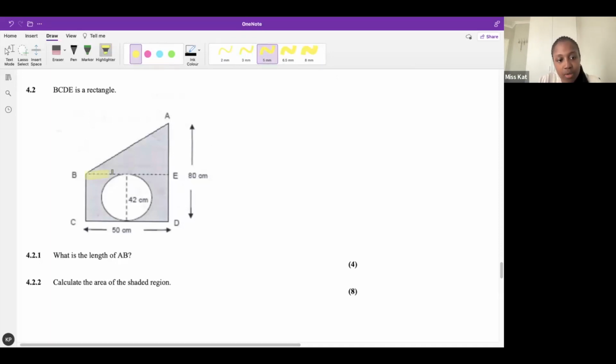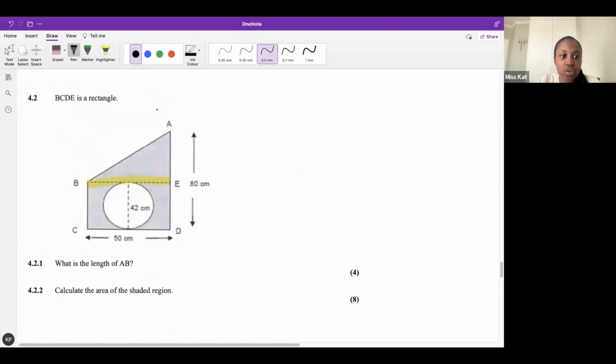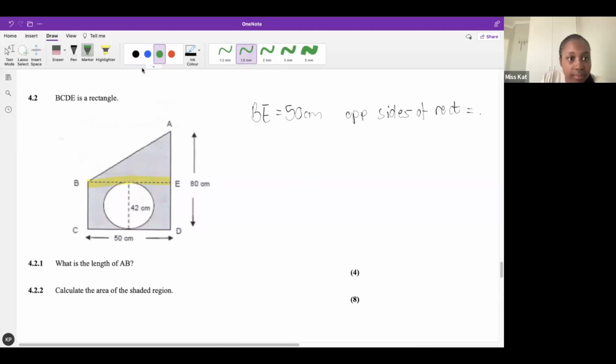BE is the base of my triangle. It's over here. How long is that? Someone said 50, 60. 50. Thank you, Kwezi, for my reason. Okay, so you can't just use information, remember, without telling me where you get it. So we're going to say BE equals 50 centimeters because opposite sides of a rectangle are equal. Okay, so this is 50. Let me fill it in. 50 centimeters. Now, how are we going to work out AE?